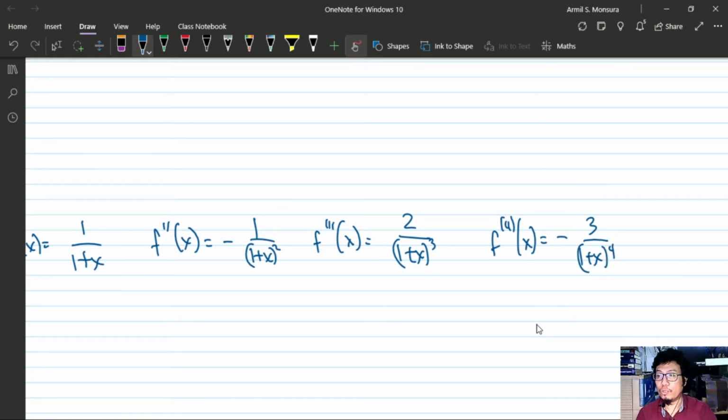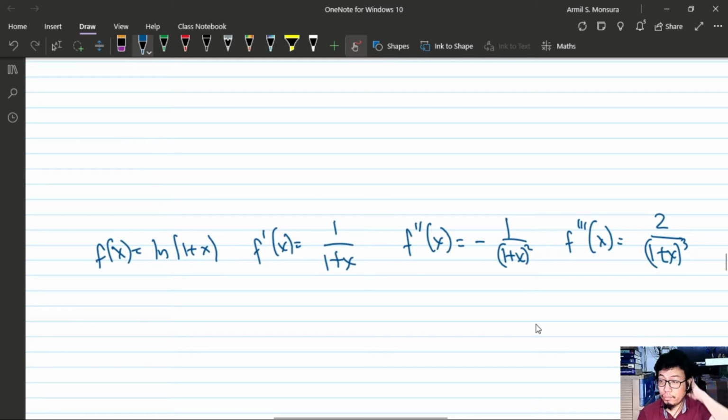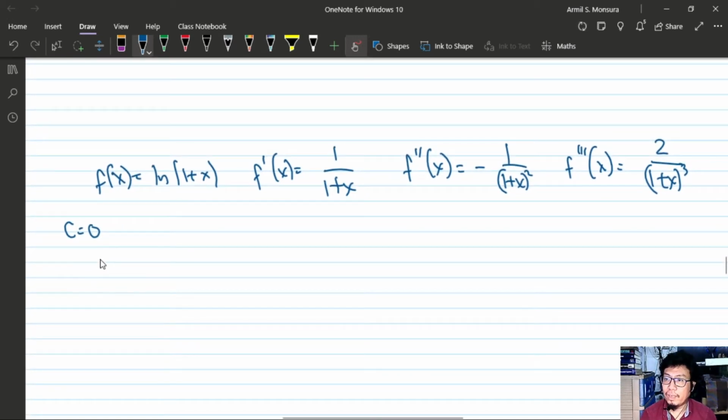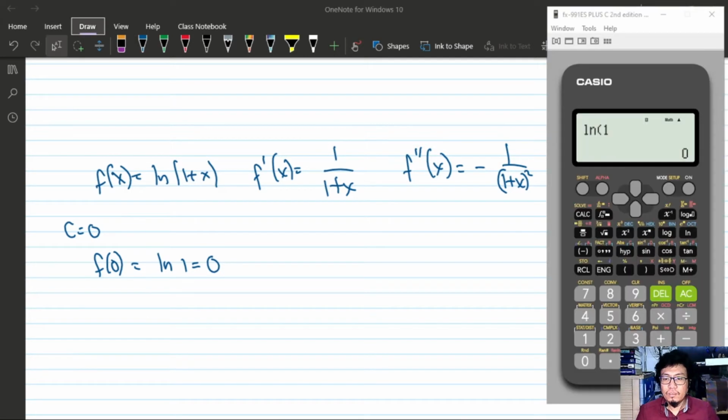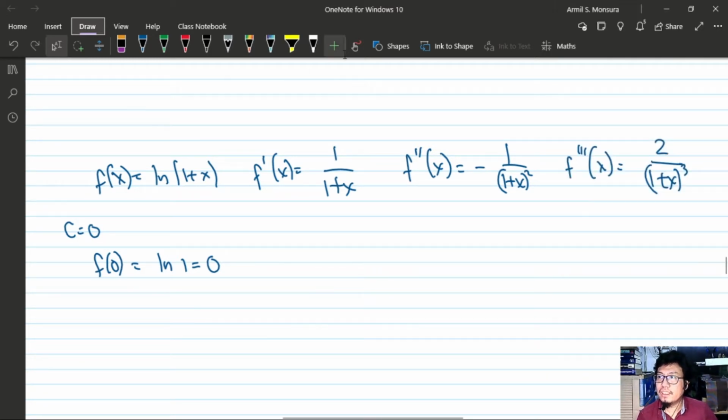Now, since this is a Maclaurin polynomial, the center of our approximation is at 0. So we evaluate f of 0 here. f of 0 is ln of 1, which is equal to 0. ln of 1 is 0. Then next, f prime of 0 is 1 over 1 plus 0. So that's 1.